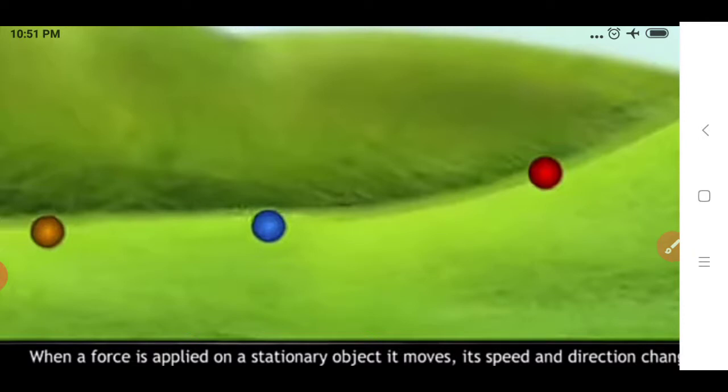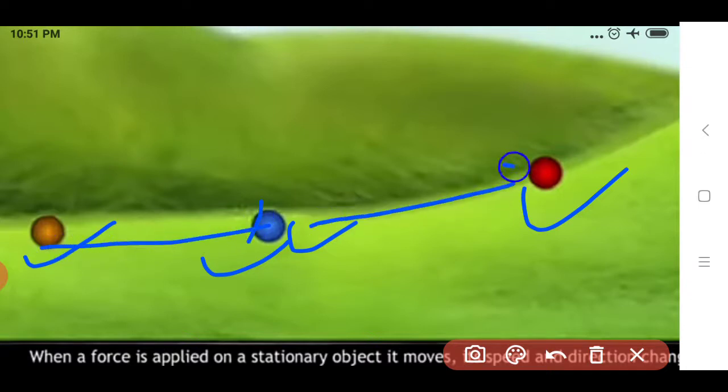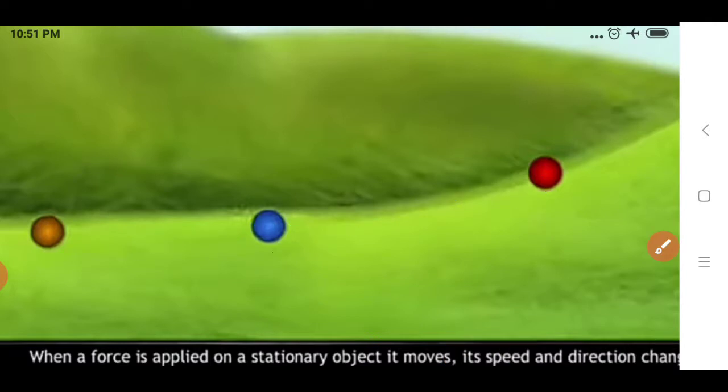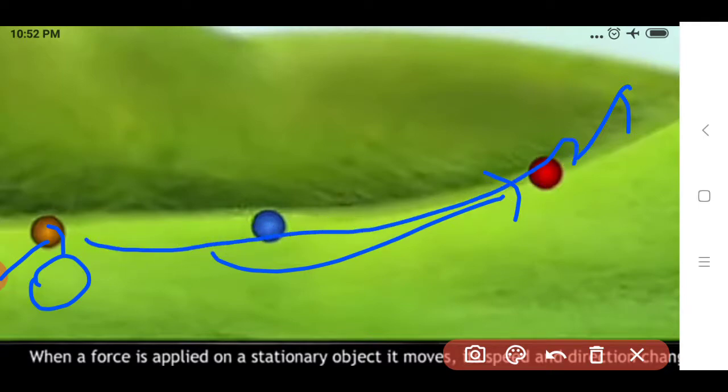When a force is applied on a stationary object, if we see, we apply the force on these objects, that is, these are stationary, meaning these balls are kept in one place. When I apply force, these balls move in that direction. So here we apply the force on this stationary object, then the stationary object gets moved and changes its speed and direction. So the first ball is here, and by applying the force, the speed of this ball changes and also its direction changes in that way.